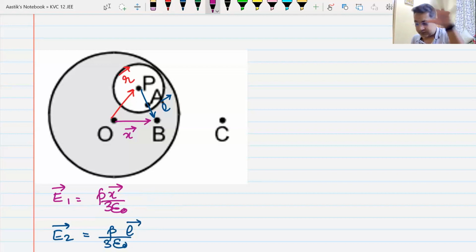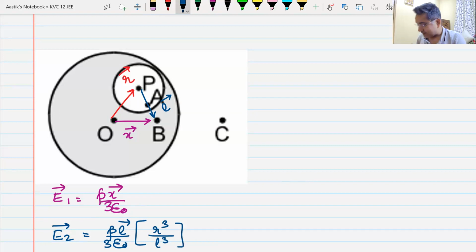But because for this bigger sphere, this point is inside the sphere, and for this hole, this is outside the sphere. So for the hole, the answer will be rho L vector by 3 epsilon naught into the outside formula, into R cube by L cube. Do we understand this? Yes, sir.